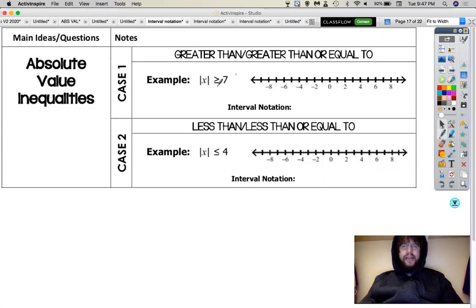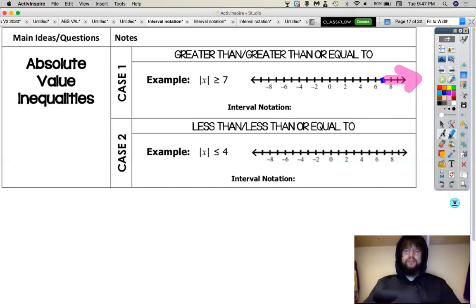If I have the absolute value of x is greater than or equal to 7, well, I know anything that's 7 or bigger will solve that for sure. I'm going to go ahead and plot that. Here's 7 over here. It's got equality on it, so I'm going to make a solid dot. Oops, 7, not 5. There we go. And I'm going to shade everything greater than that.